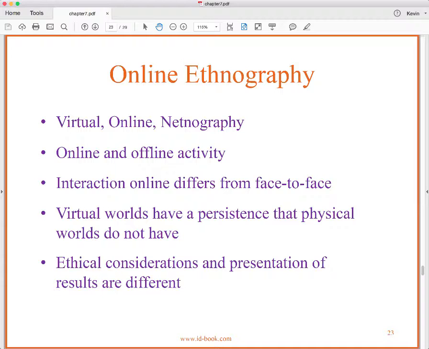Can you do this online? So is there such a thing as online ethnography? Well, yeah, there is. There's online everything, right?